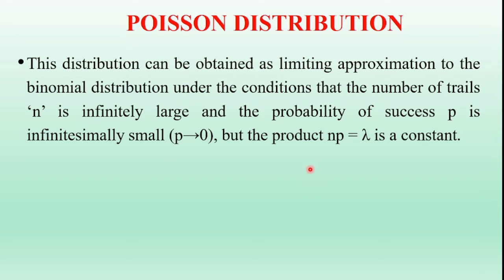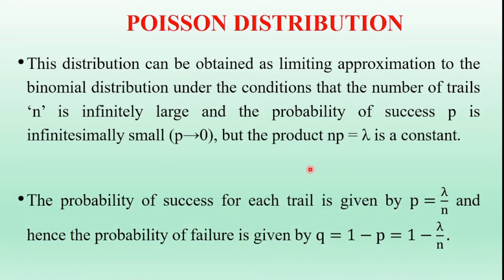The probability of success for each trial is given by p equal to lambda by n, since the product n into p is equal to lambda. Here small n is the number of independent trials and small p is the probability of success. From this equation, the probability of success p is equal to lambda by n, which is the probability of success for each trial.